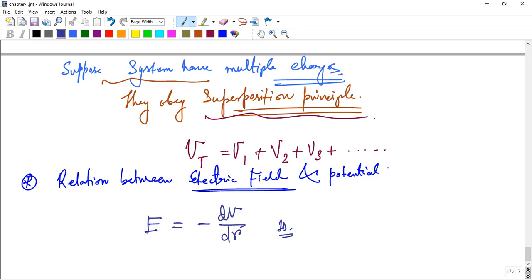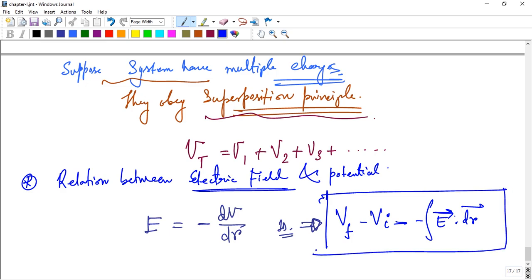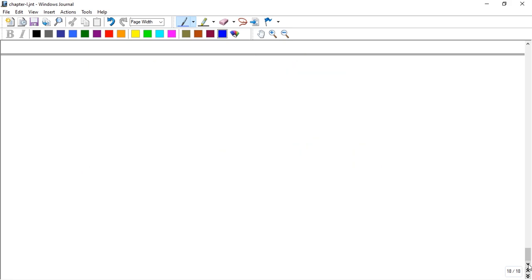Okay. And if E is known, the potential difference can be written: if you know the value of E, then V final minus V initial is equal to minus the integral of E dot dr. And if you know the potential difference, you can also find E, from the integral form. Okay, potential difference. Now another point to discuss is the equipotential surface. Next page, we discuss the equipotential surface.